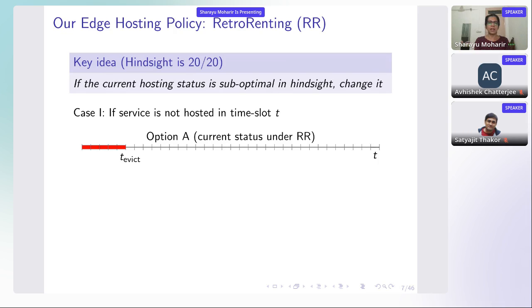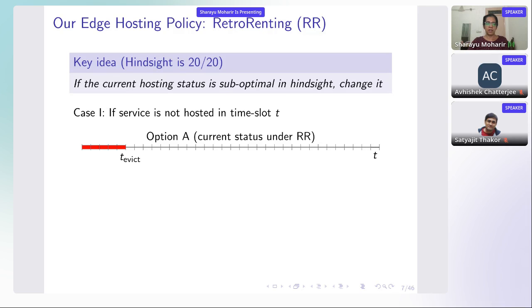Okay, so at T evict, the RR policy decided to evict the service from the cache. And since then, it has not been hosted up to time T. Okay, and we're going to call this option A. This is the current status of the edge server under the RR policy.